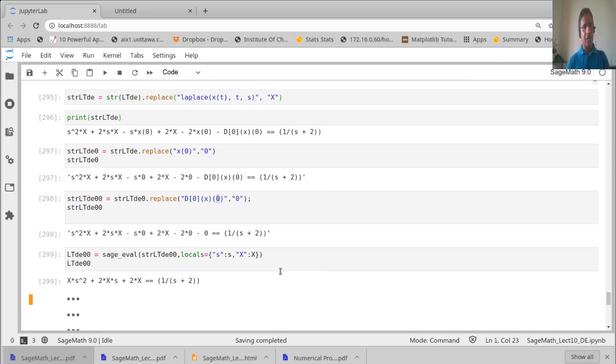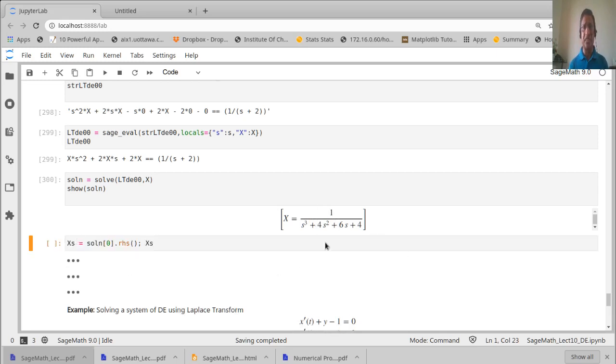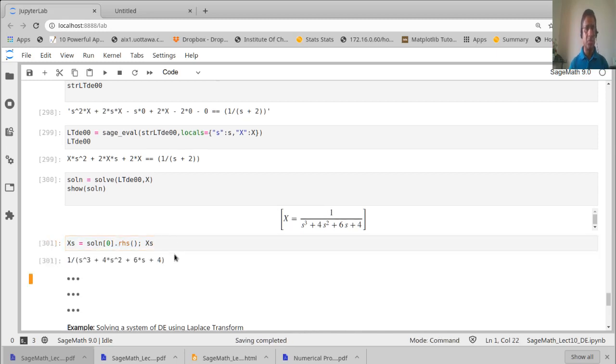So this is a linear equation in capital X. Now let us solve this for capital X. Okay, so this is the solution, X in terms of s. You can even take the partial fraction of this and then guess what it should be. Now we have to take the inverse Laplace transform of capital X. This is the solution, the right hand side part of this, that I'm calling capital XS.